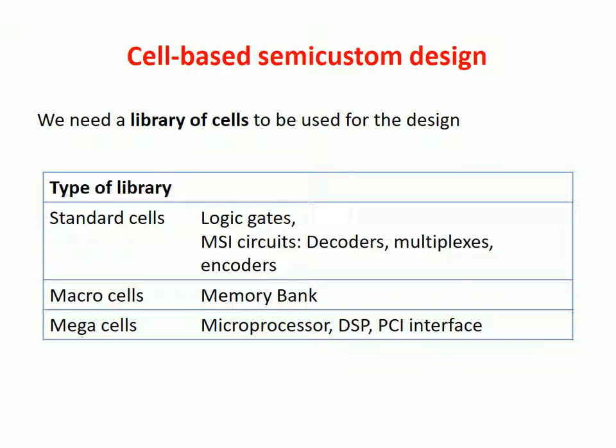Also, digital signal processors or specific interfaces such as the PCI and other interfaces are pretty complicated. They can actually contain millions of transistors, and they can be included as mega cells. Mega cells are simply large macro cells.